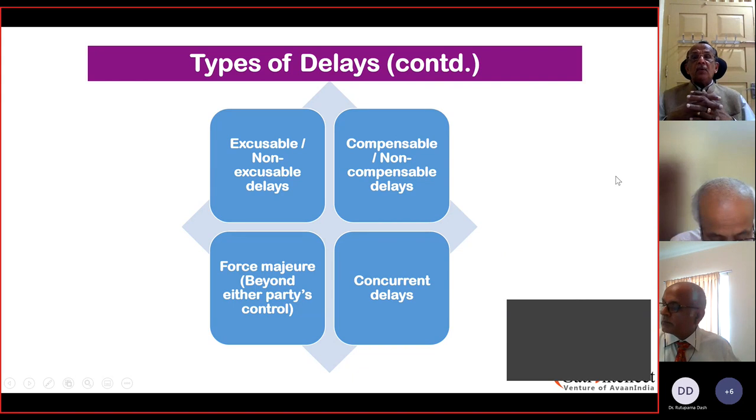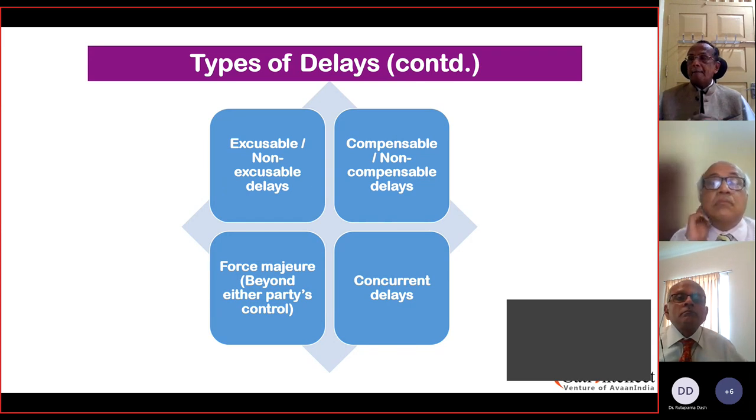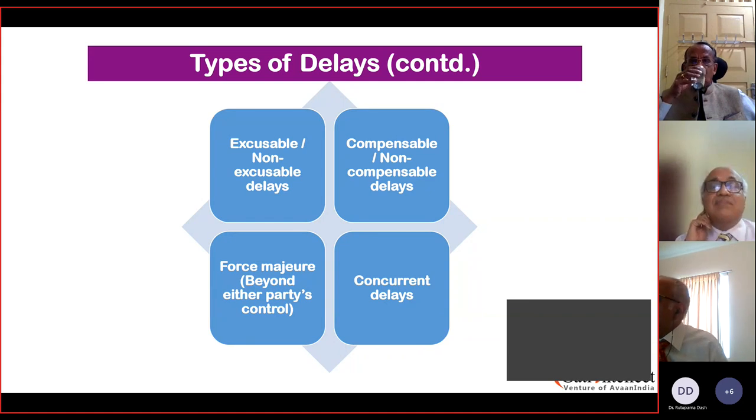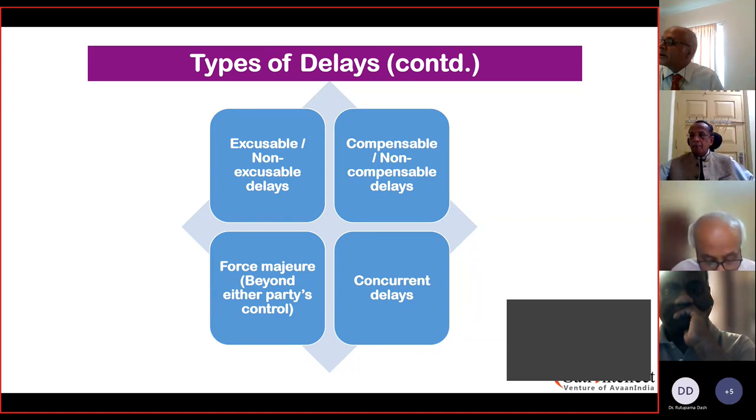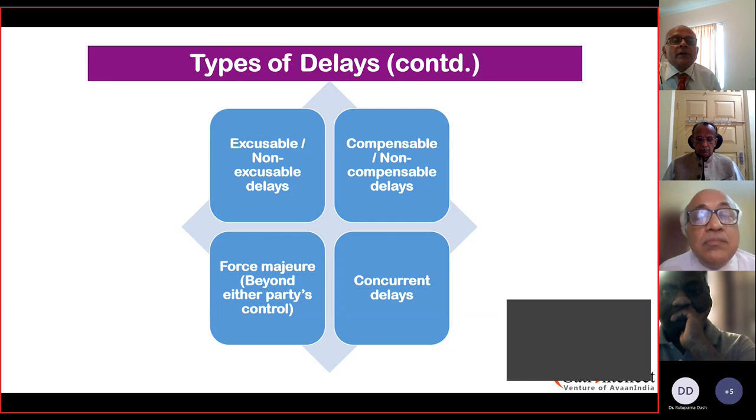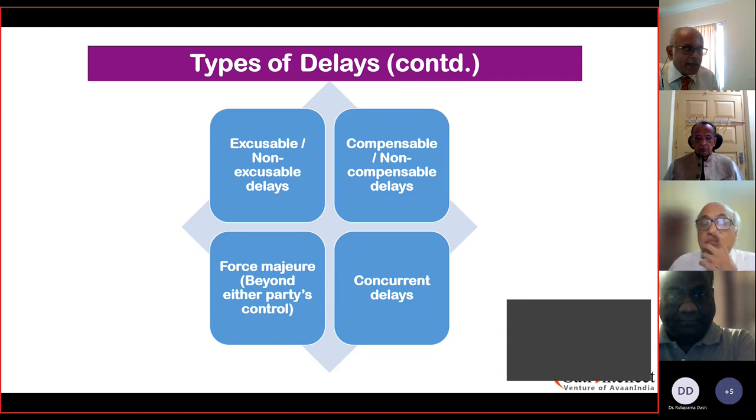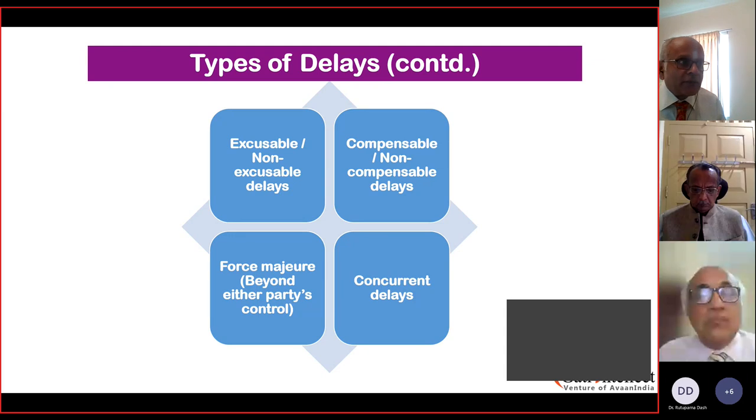Now, let's look at the types of delays. Sham, you want to take over the types of delays? Sure, sir. So there are four types of delays which we would go over one by one. These are the excusable and non-excusable delays: ones that you have an explanation for, ones where there are no explanations at all.